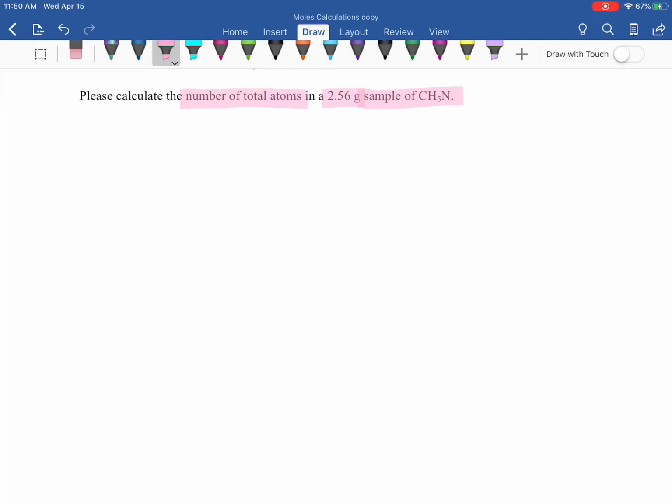Yay. Okay, Gen Chem, we're back. Let's calculate the heck out of some moles. All right, this one's a little bit sassy, isn't it?